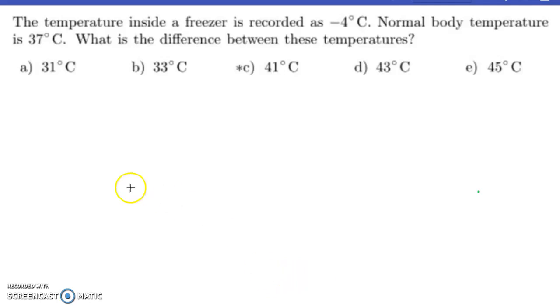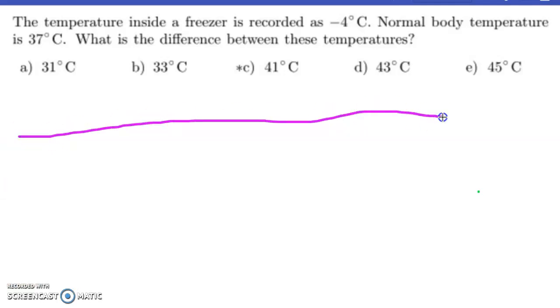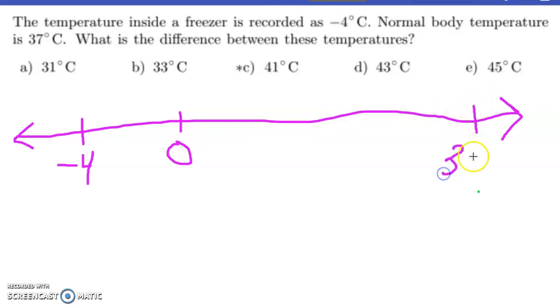All right, I'm going to start by drawing a number line. So here we go. I've got this number line going. Okay, and it's an ugly number line, but that's okay. I know that the freezer is recorded at -4, so I'm going to go ahead and plot that point there. I'm going to plot a 0 here. And then I know the body temperature is 37 degrees, so I'm going to plot that up here.